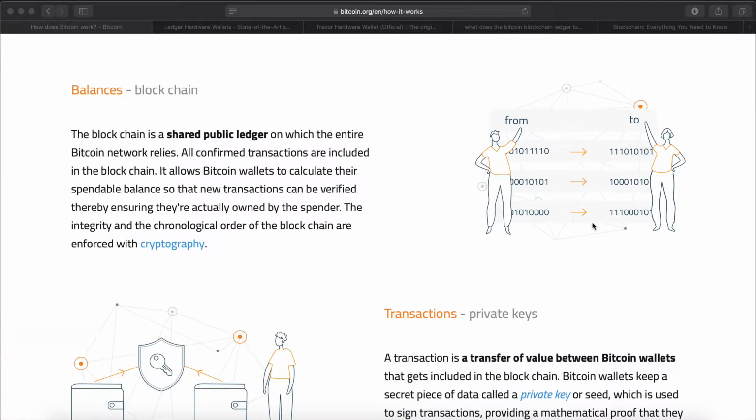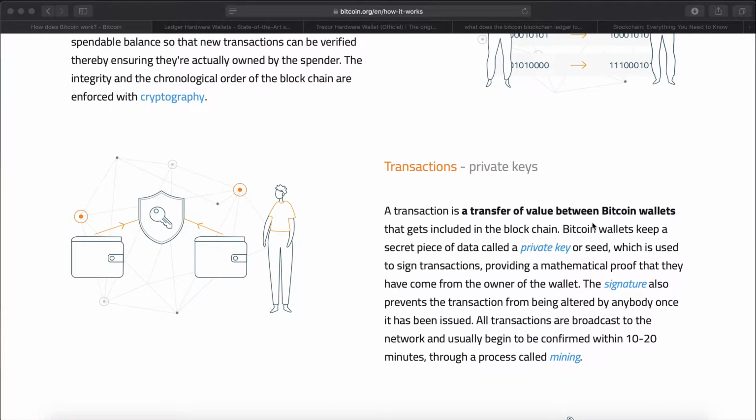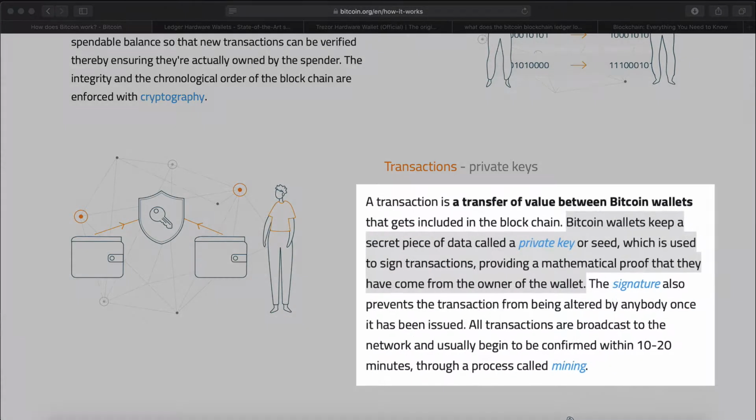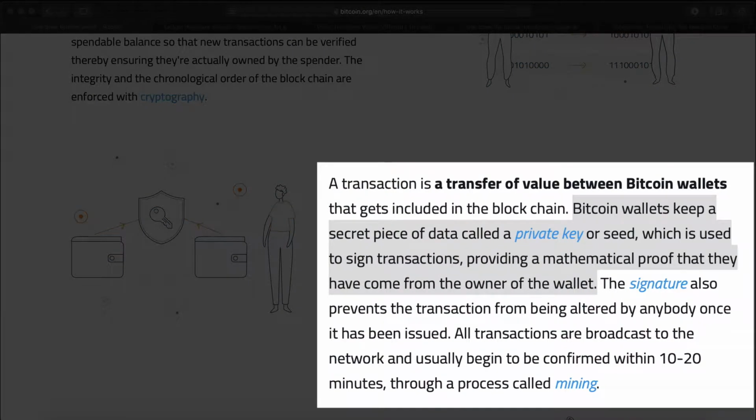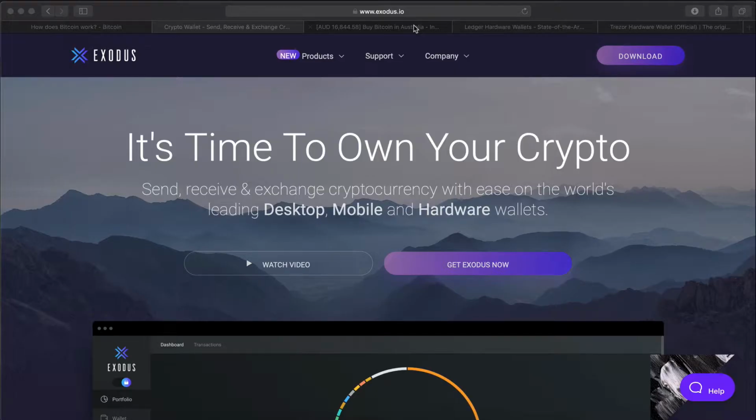So how does the Bitcoin network or the big Excel spreadsheet know that I want to make a transaction and send someone Bitcoin? This is where your private keys come in. Bitcoin wallets keep a secret piece of data called a private key or seed, which is used to sign transactions by providing mathematical proof that they have come from the wallet owner. In most modern wallets, you won't see this process happening. It's automatic and has been automated.